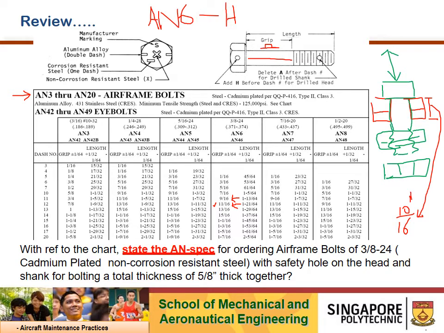So when you order something with a longer grip length, the problem you encounter would be this. Let's say this is the shank, then this is the threaded part. When you tighten it with a nut, you are only able to thread and tighten your nut all the way to here, covered up where the threaded part is.